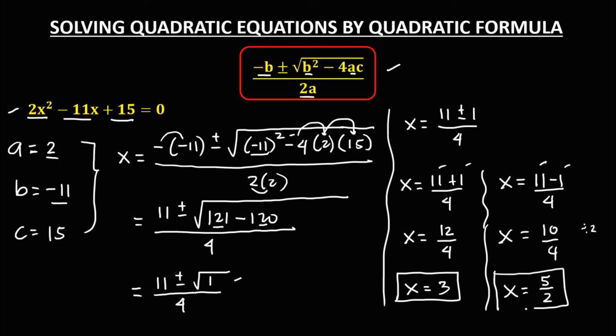So the solution of this quadratic equation is x equals positive 3 and x equals positive 5 over 2.